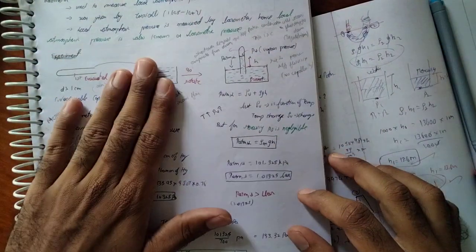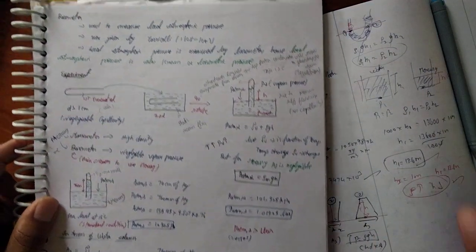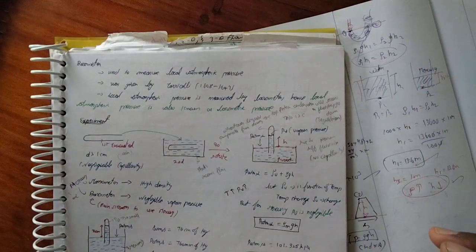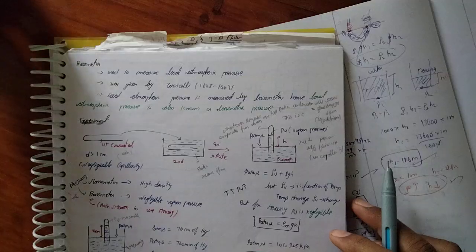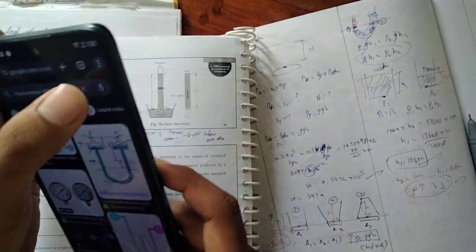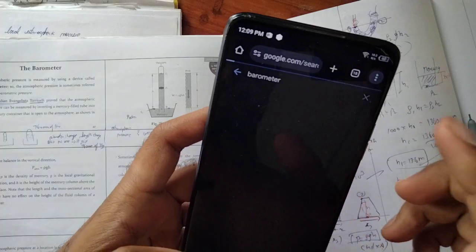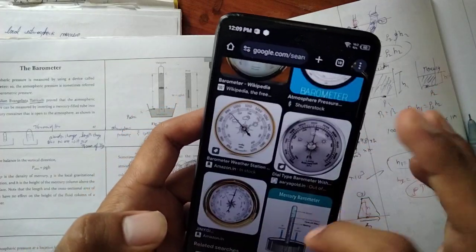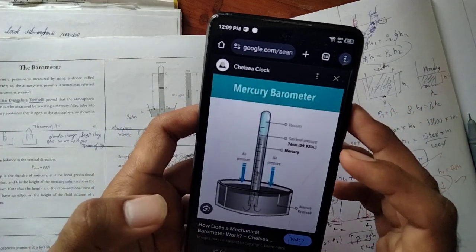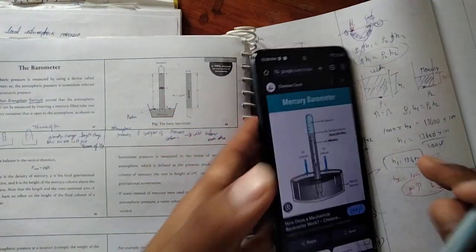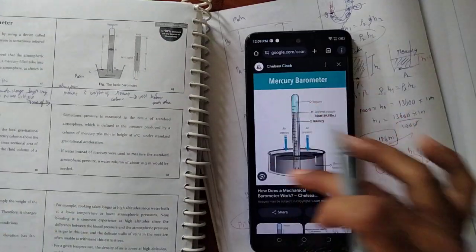Barometer. This is one of the most important things that I wanted to look up, because in this they directly ask one question. Literally one of the most interesting things that you have to notice. Wait, I'll display an image. See, this is the barometer. Okay, you can see clearly, guys. This is the entire thing of the barometer.